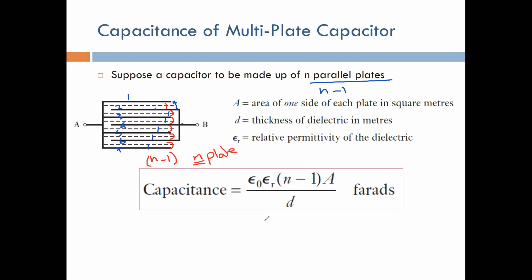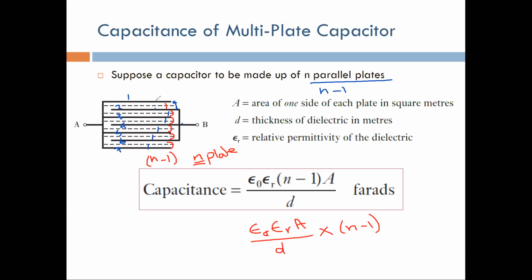So the capacitance will simply be epsilon naught, epsilon r, A over D. This is the capacitance of one of them. And you multiply that by n-1 to get the total capacitance of all of them together. Is that clear? Doctor, can you repeat that?